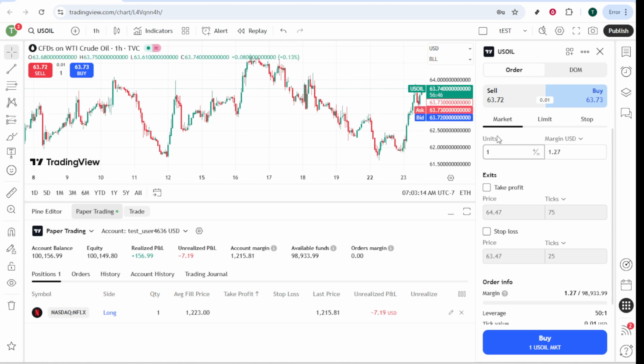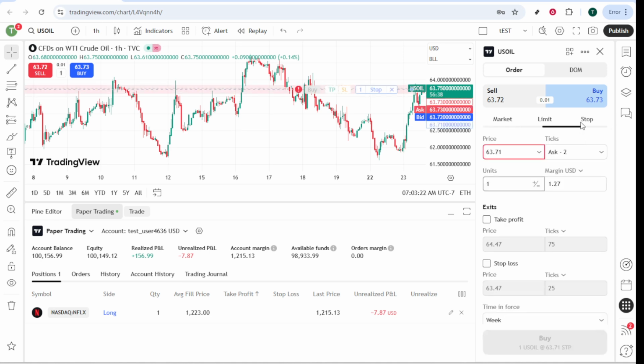Once you've settled on this, you need to choose your order type. If you opt for a market order, it will execute immediately at the best available price. A limit order, on the other hand, will only transact at a specific price you set. Lastly, a stop order will trigger a buy or sell at a particular price once a specified level is reached.